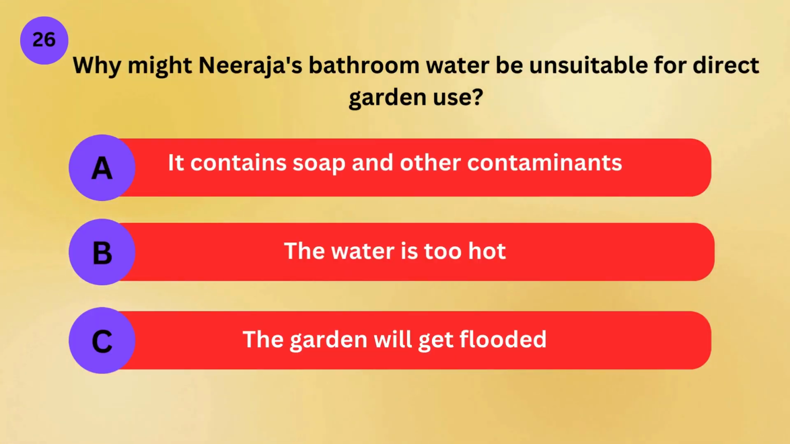Why might Niraria's bathroom water be unsuitable for direct garden use? It contains soap and other contaminants. The water is too hot, the garden will get flooded.